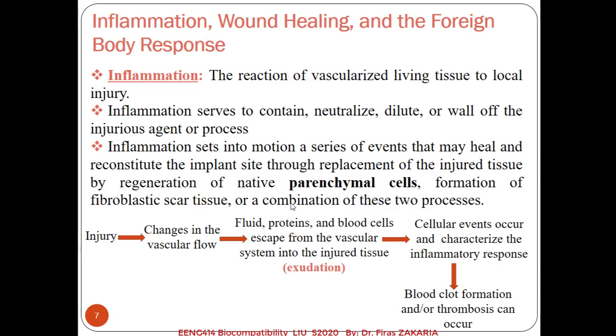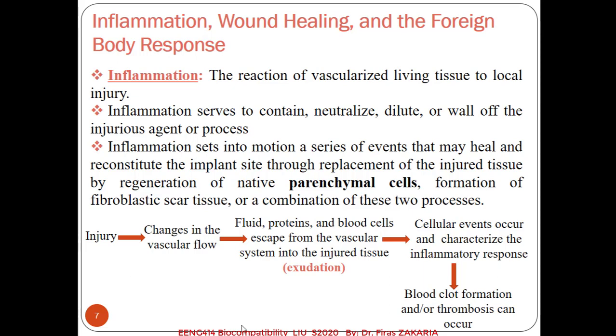Okay. So the fluids, the proteins, the blood cells escape from the vascular system into the injured tissue. حيتوجهوا كلهم على ال injured tissue. هذا الشيء بنسميه exudation. Then we have cellular events which lead at the end to blood clot formation.